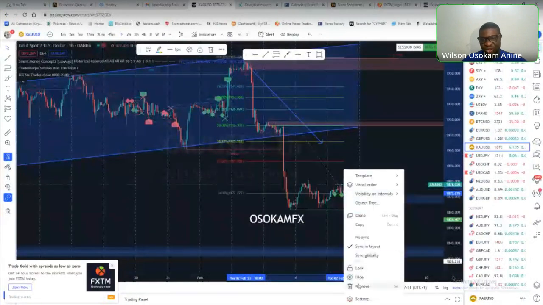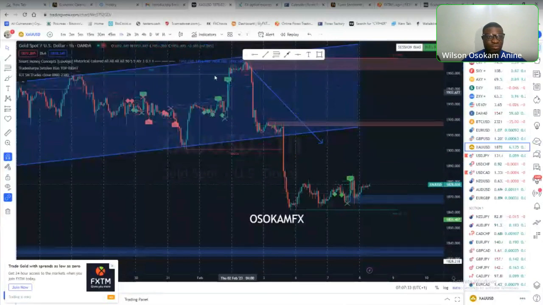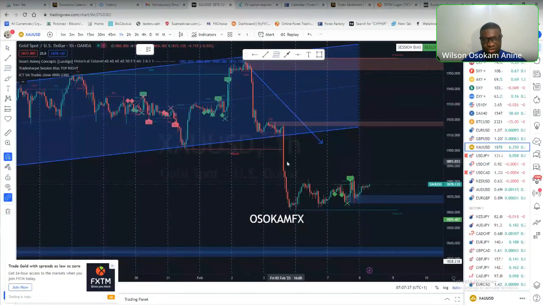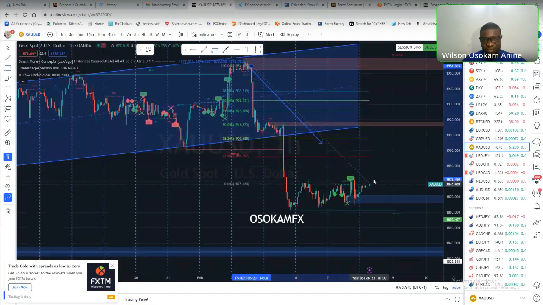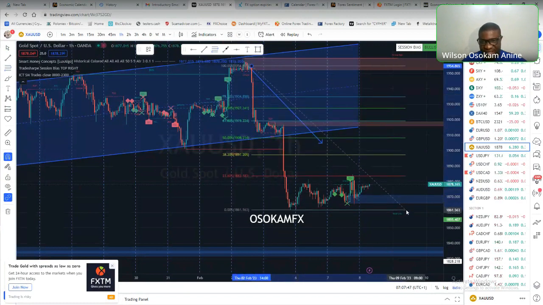This looks more like a W formation for a good buy. This is actually on H1. So I'm going to draw my Fibonacci all the way down here. So this is my Fibonacci retracement. So at least I want to buy gold back to at least 61% retracement, which is around 1920.